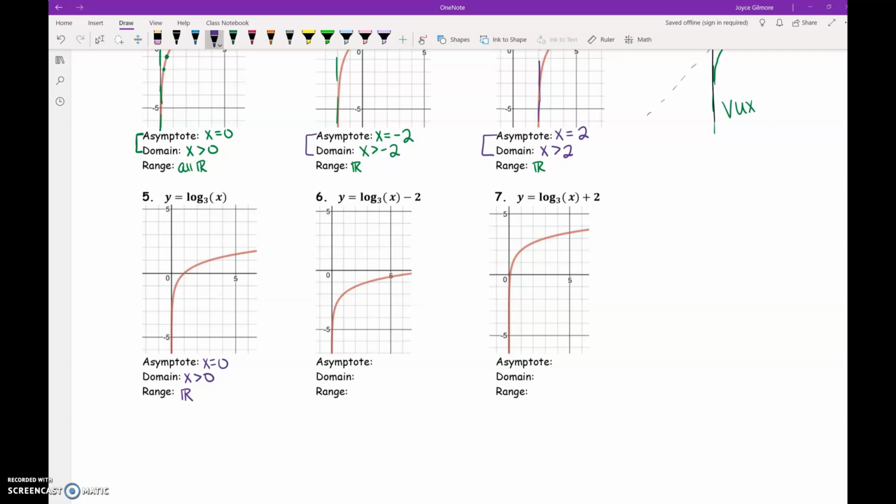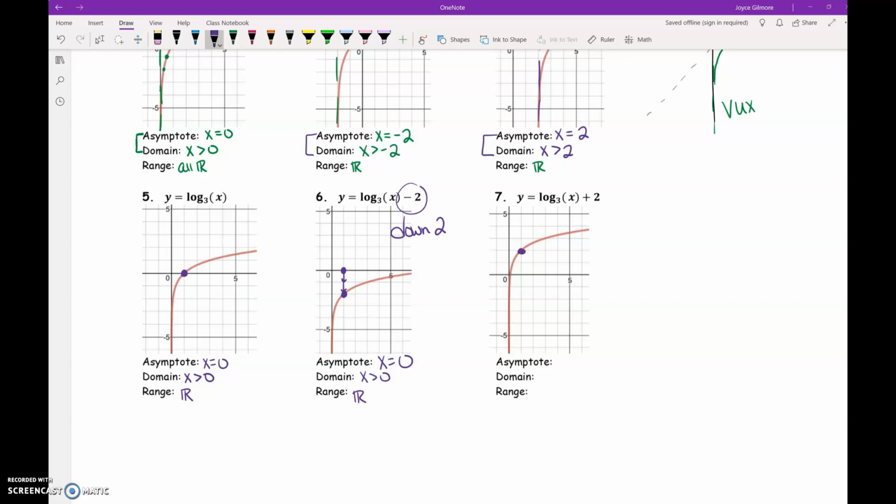Okay, in this graph, I want you to focus on this point right here. In this next one, that point has moved there. So the point was here, and it moved down 2. Notice the -2 after the parentheses moved this graph down 2. Now, here's the thing that I really want you to see. Because we moved the graph straight down, and that asymptote is vertical, it didn't change the asymptote. Our asymptote is still x equals 0. Our domain is still x is greater than 0, and our range is all real numbers.